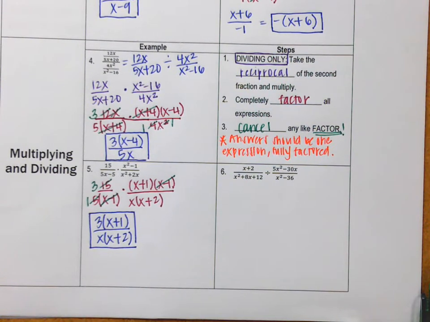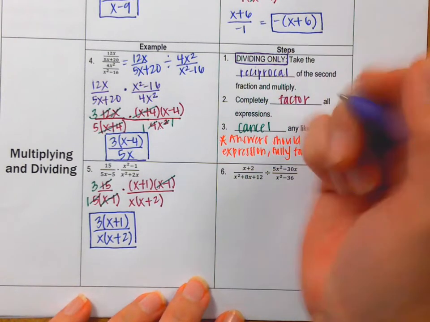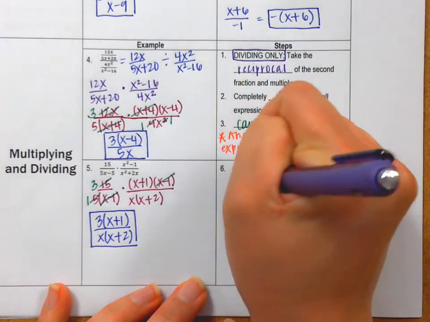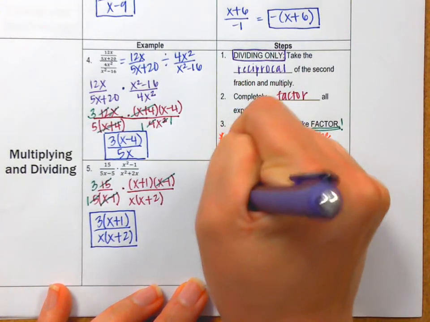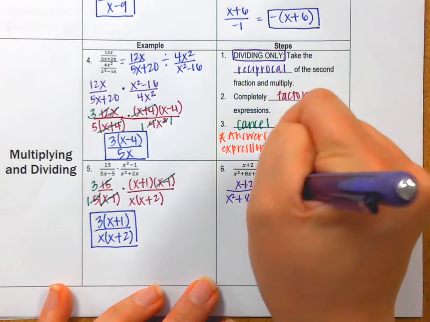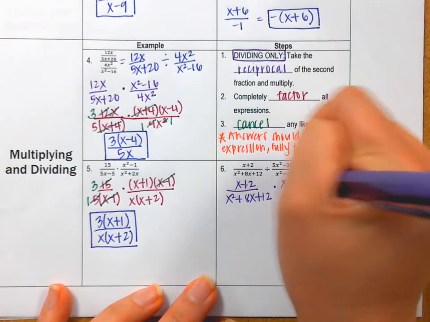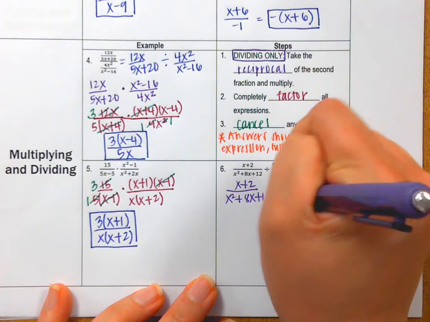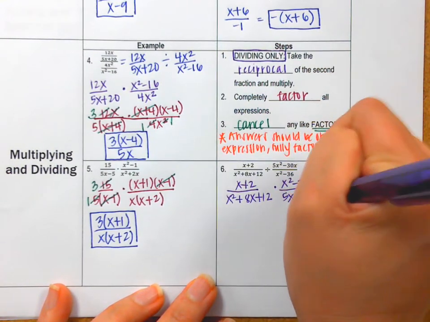Okay, so I want you to look at 6, and think, what would be your first step here? If you're thinking, take the reciprocal of the second fraction and multiply, you would be correct. So my first part stays the same: x plus 2 over x squared plus 8x plus 12. But now I'm going to multiply by the reciprocal, x squared minus 36 over 5x squared minus 30x.